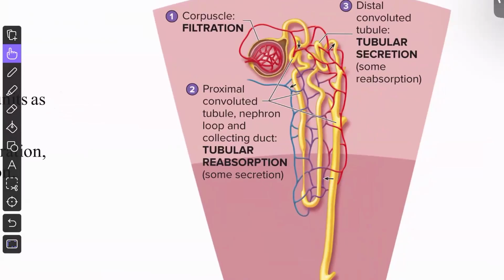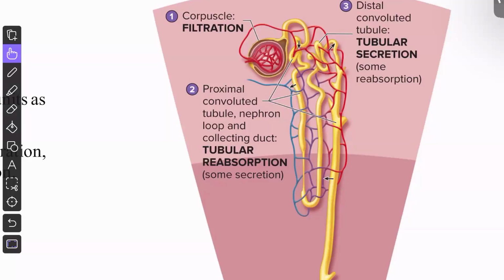Now, I want you to lock something into your brain right now, okay? Tubular reabsorption means that I am moving materials from the tube into the blood. Tubular reabsorption means I'm reabsorbing things from the tube into the body. I'm keeping them. Tubular secretion means I am secreting from the blood into the tubule. Anything that is in the tubule at the end of this process is going to get voided with the urine.